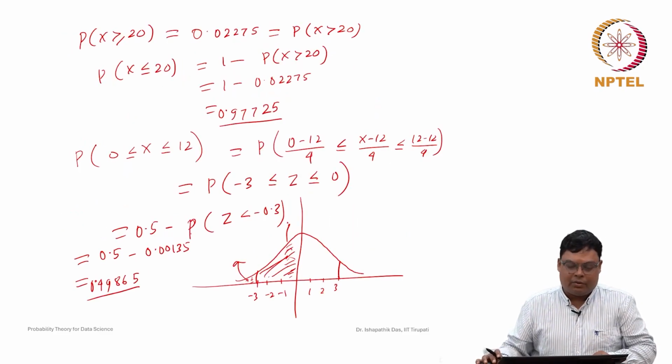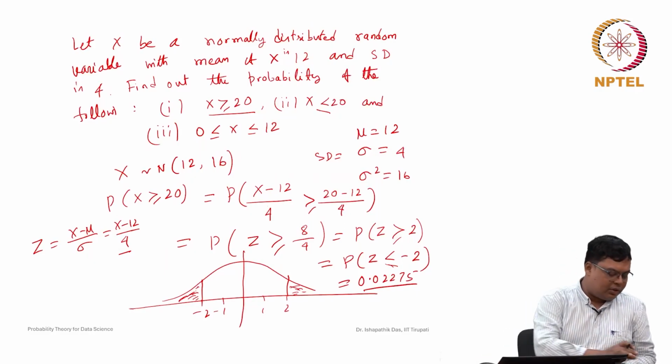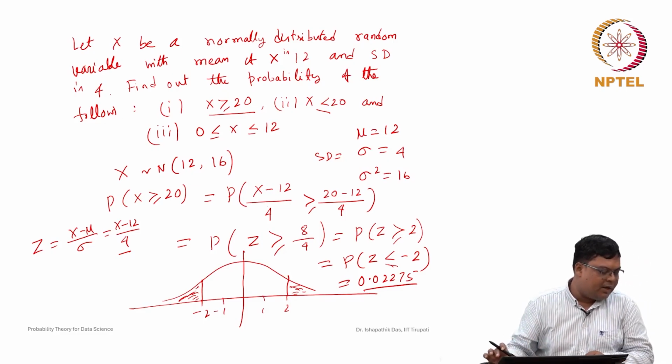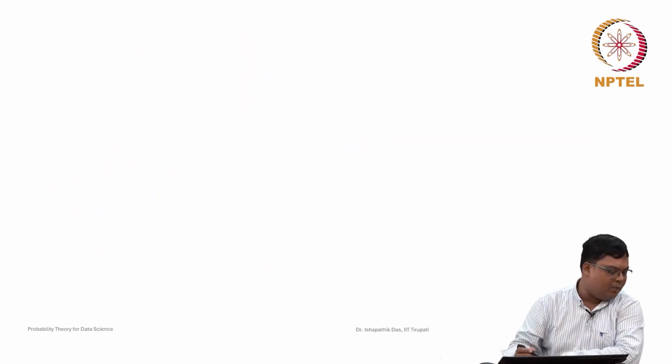So, this is the one question. Similar types of questions we can do. So, let us see some other problem similar to this problem. Let x be a normal random variate with mean 30 and standard deviation 5. Let us do another problem.